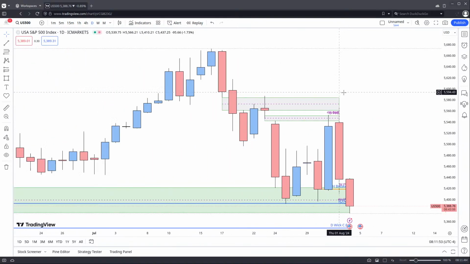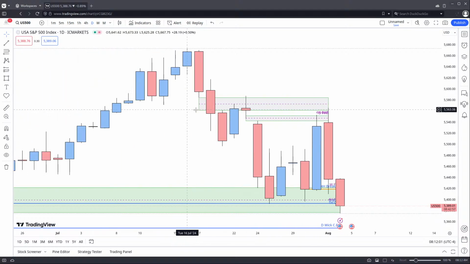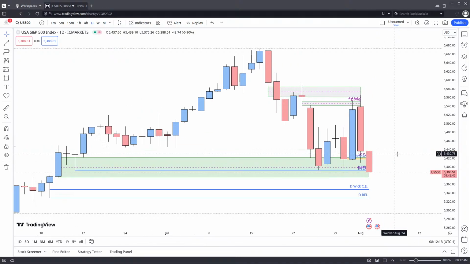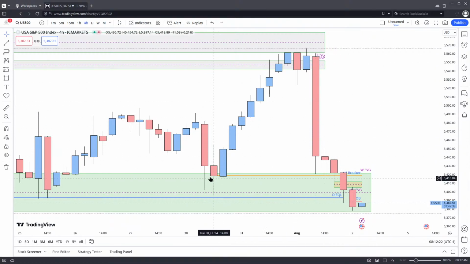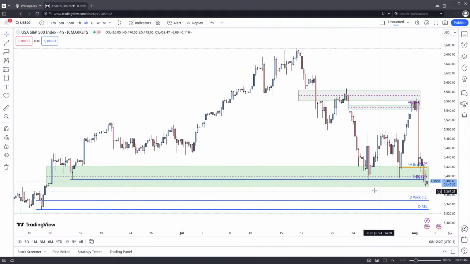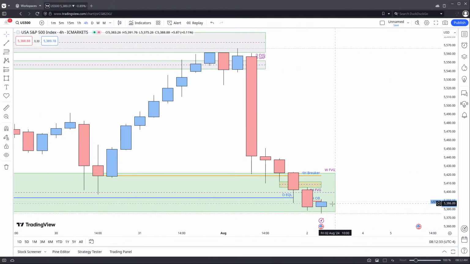Going on into a daily, we have this gap over here. We have this relative equal low, and I also took note of this daily week consequent encroachment. Moving into a 4-hour, we have the breaker block sitting over here, extended that through. We did take out this daily equal low in here as well. We took that out, sitting aside of another weekly fair value gap.